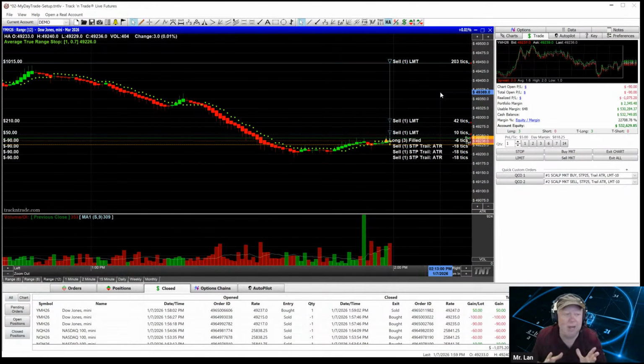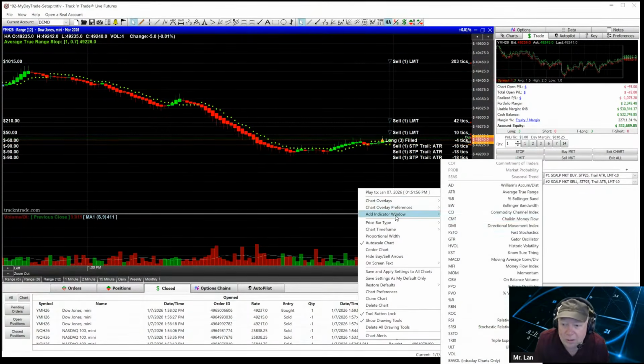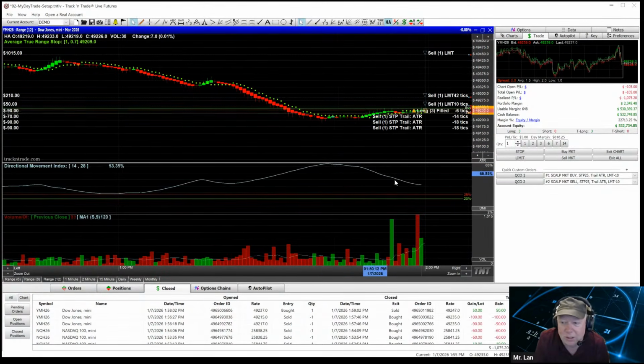The whole name of the game, once you get this all set up, is just knowing when to trade, when to pull that trigger. Is the market moving? Is it going to trend? The hardest part is not knowing whether it's going to move or not. And that little DMI indicator is about as good as it gets to help you know when the markets are moving and trending.